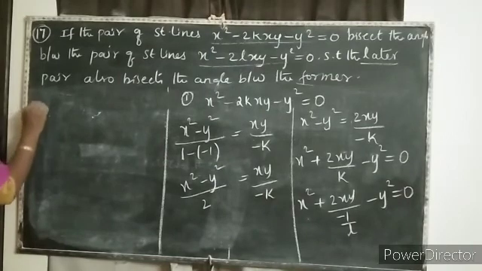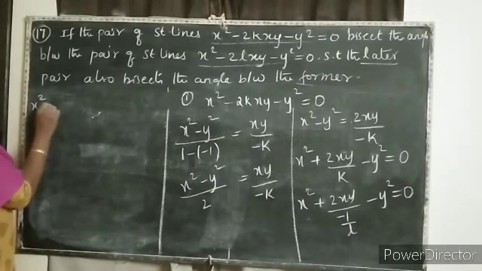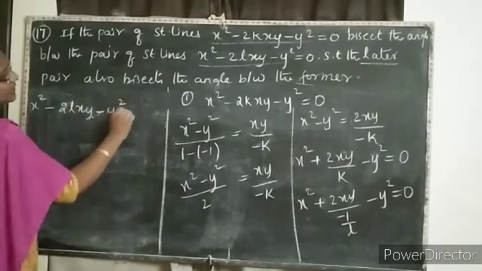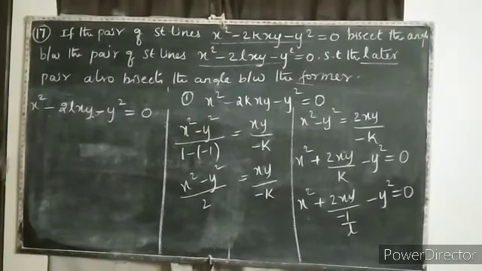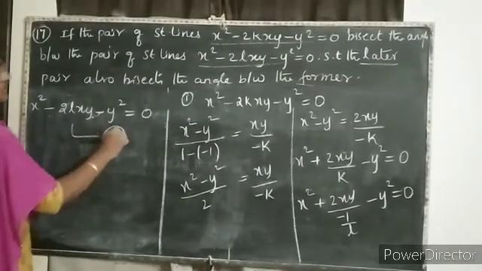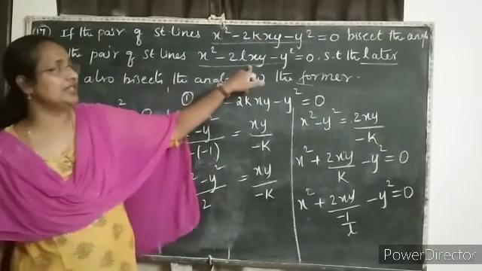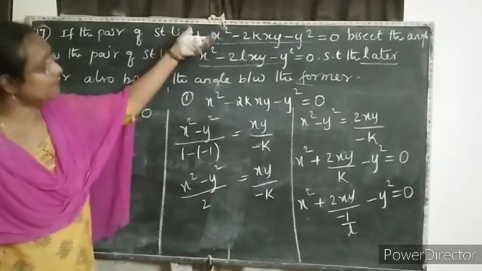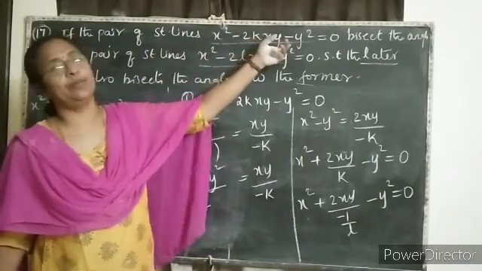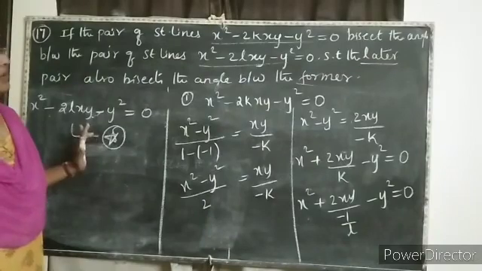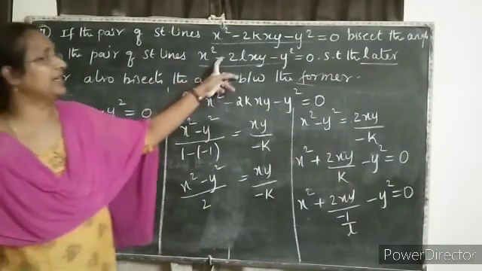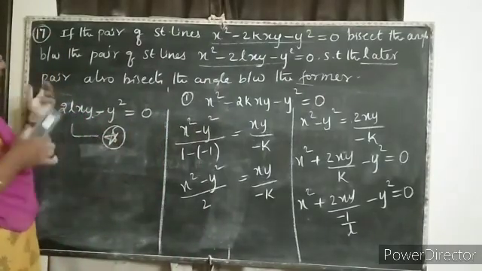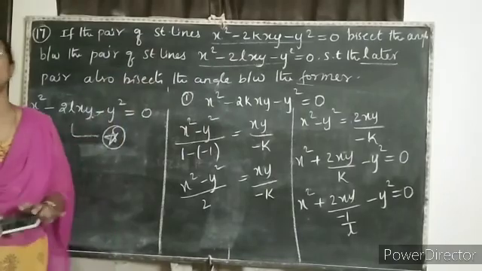When you take the l to the numerator, it will become x squared minus 2lxy minus y squared equal to 0. Now, check this equation, star, and the second equation. So, we have proved that the latter equation is again bisecting the former equation. So, again we got the equation of the pair of straight lines to be x squared minus 2lxy minus y squared equal to 0. So, we have proved that the latter pair also bisects the angle between the former.